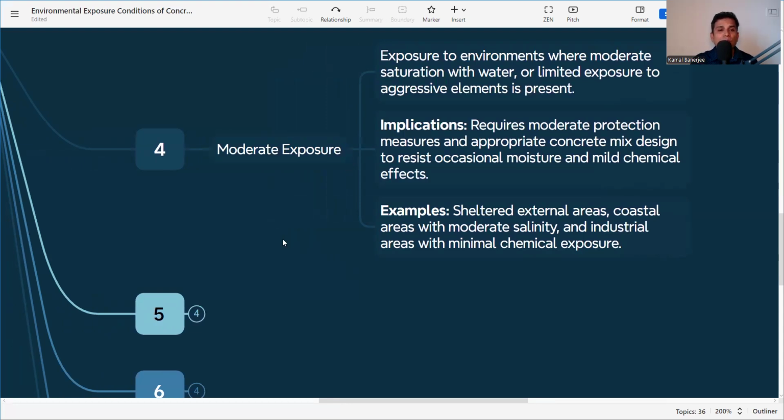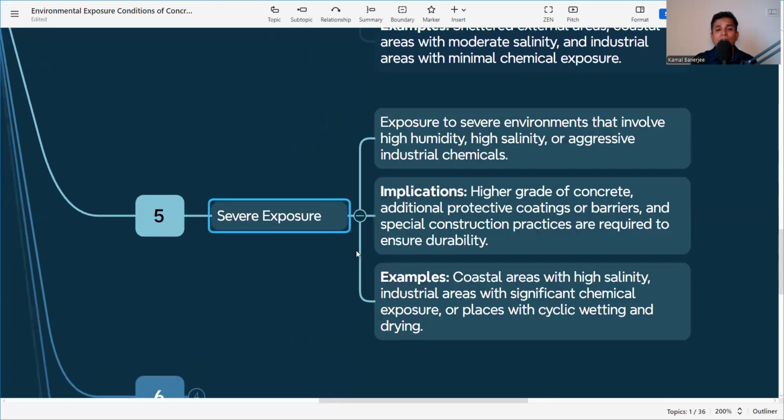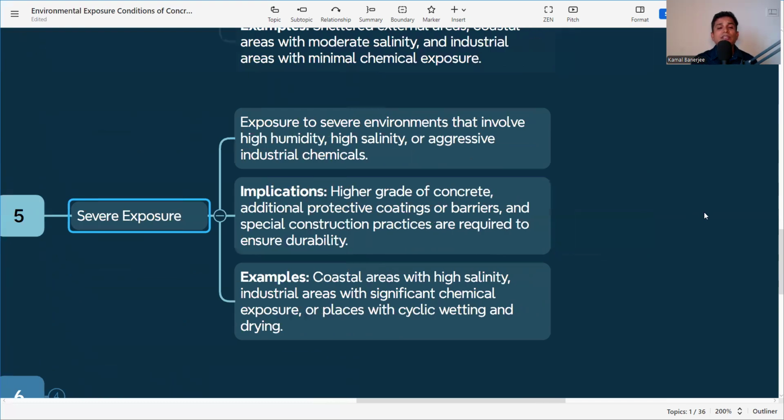So this is mild, moderate. Now the severe condition. What is severe condition? Exposure to severe environment that involves high humidity, high salinity, and aggressive industrial chemicals. That means humidity is high, salinity is high, aggressive industrial chemicals are there. So these all affect the concrete.